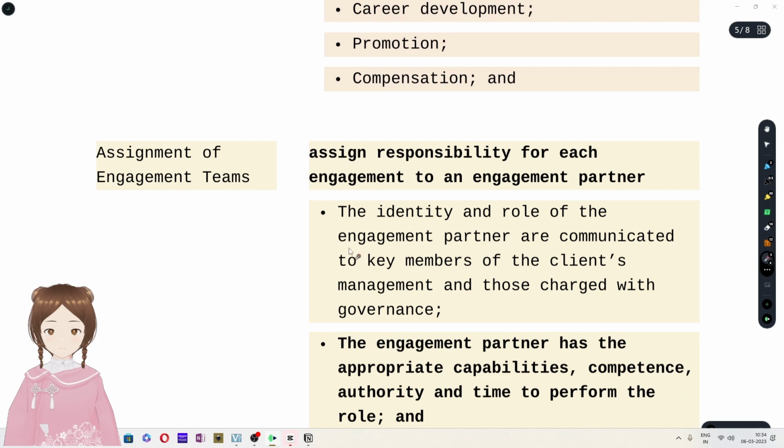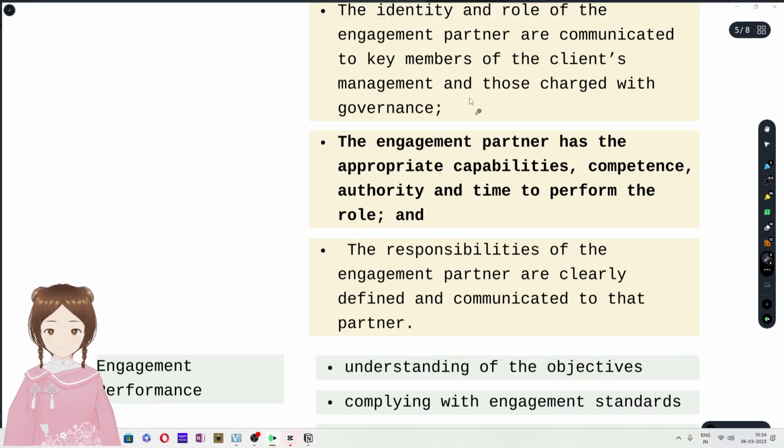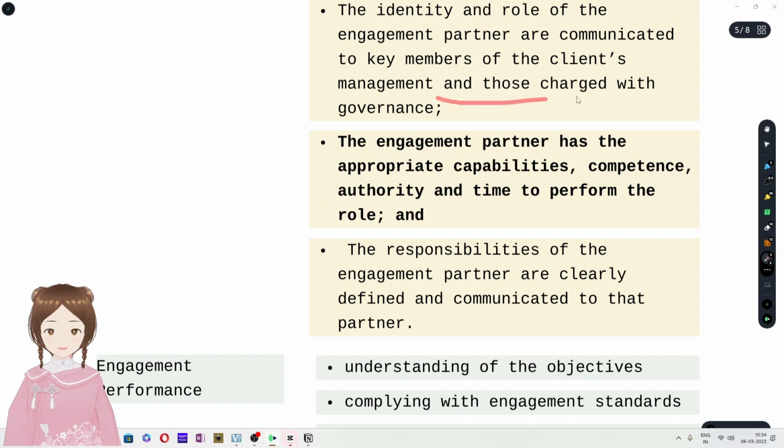So the first thing they are doing is communicating about the identity and the role of the engagement partner to TCWG or the client. And they have to check whether the engagement partner has appropriate capability, competence, and time to perform. And the engagement partner has to know his responsibilities, and they have to be defined clearly and communicated to the engagement partner.